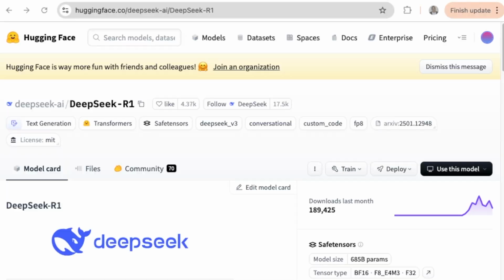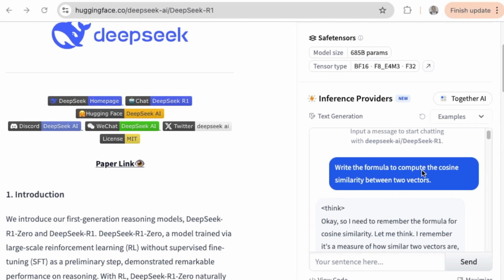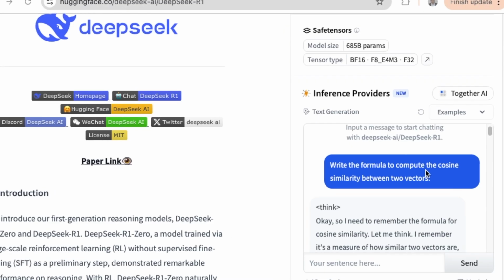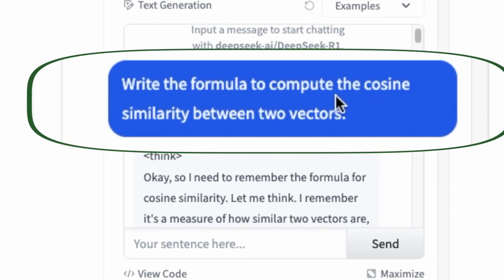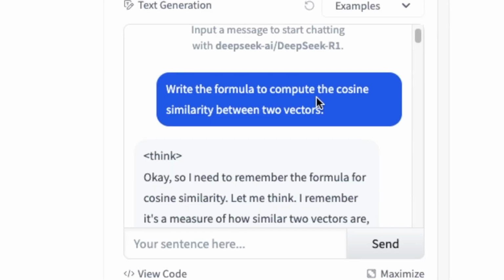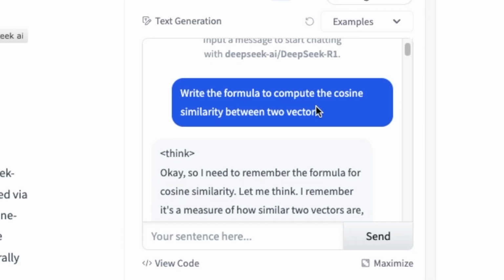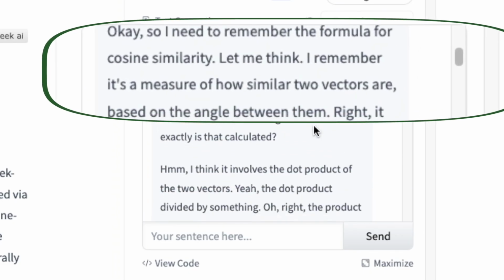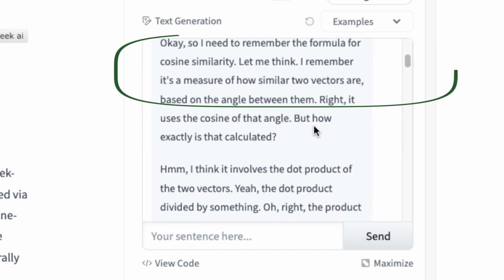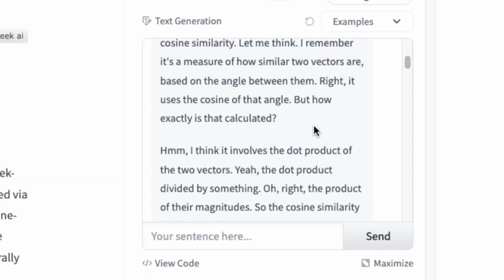Let's find out. To start, I tested DeepSeek-R1 directly from Hugging Face's chat interface. I asked a straightforward question. Write the formula to compute the cosine similarity between two vectors. Here is what happened. DeepSeek-R1 responded with something like, okay, so I need to remember the formula for cosine similarity. Let me think. It's a measure of how similar two vectors are based on the angle between them, and so forth. Then it provided more text.